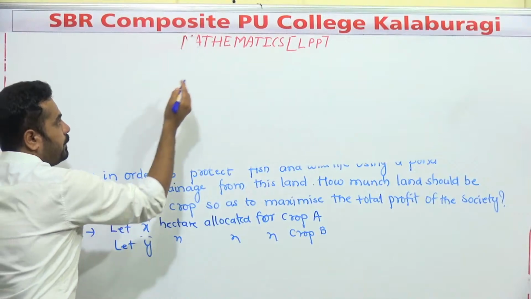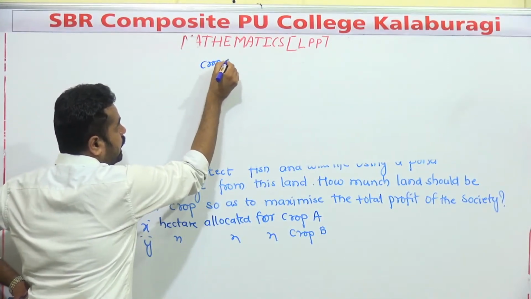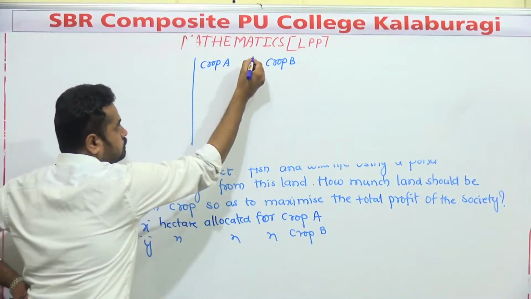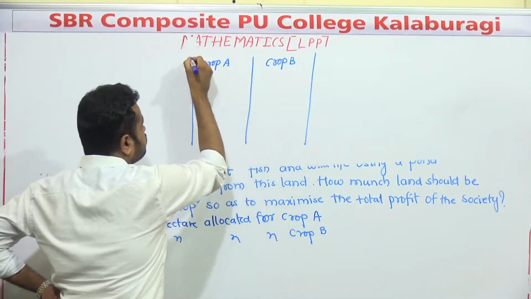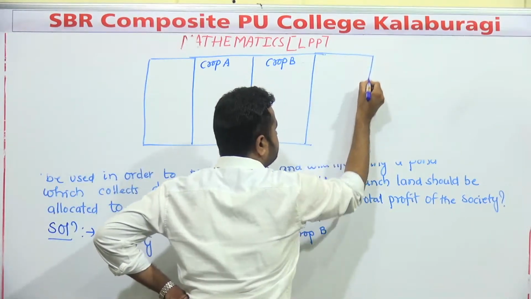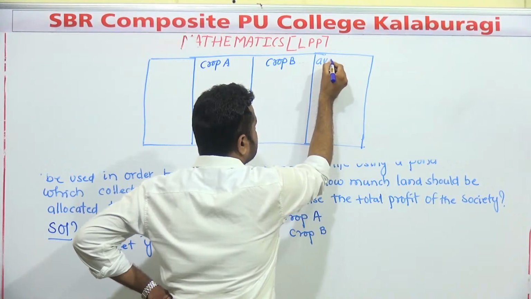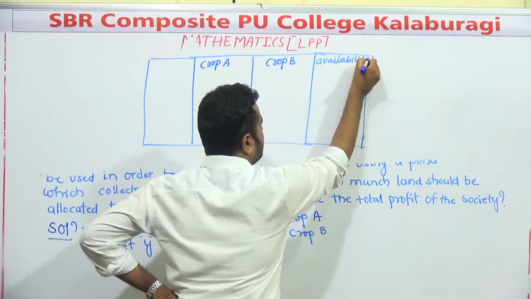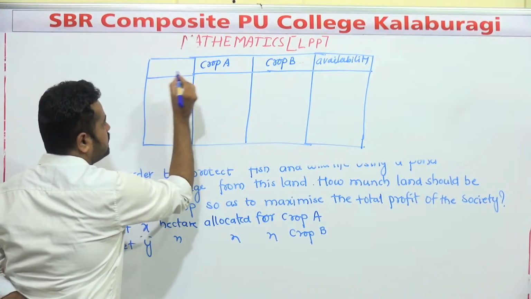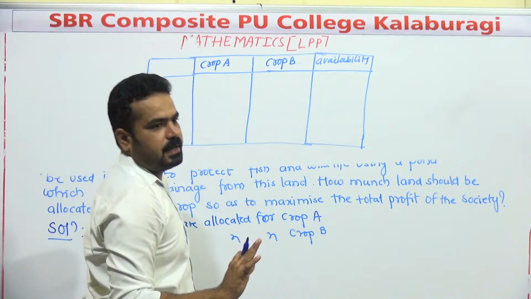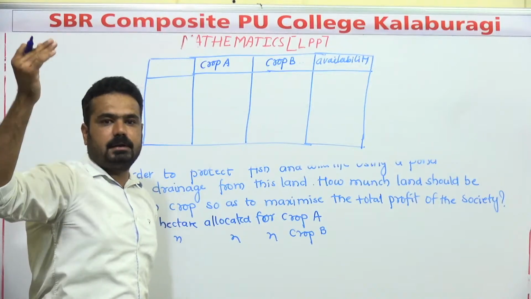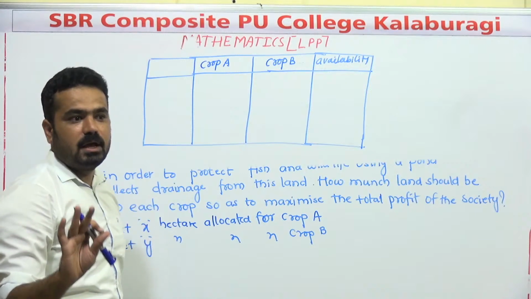What are the two main things here? Crop A and crop B. You have to take two crops, and here is the availability. You have to make these columns. The first restriction is that the society only has 50 hectares of land. That society has not more than 50 hectares; it has a maximum of only 50 hectares.